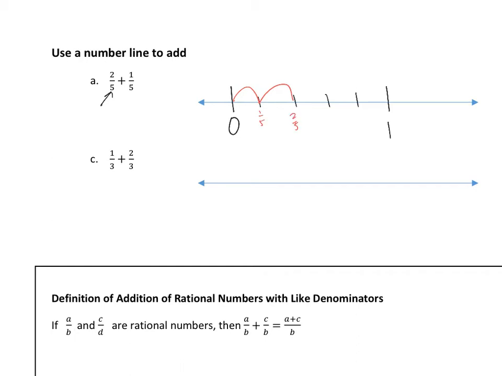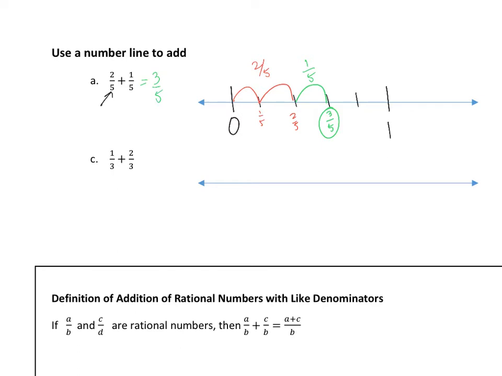And then we want to add to that another 1/5. So by the time we get to that one, we'll have 3/5 altogether. So again, this was 2/5, and we added the 1/5, so we get 3/5 altogether.